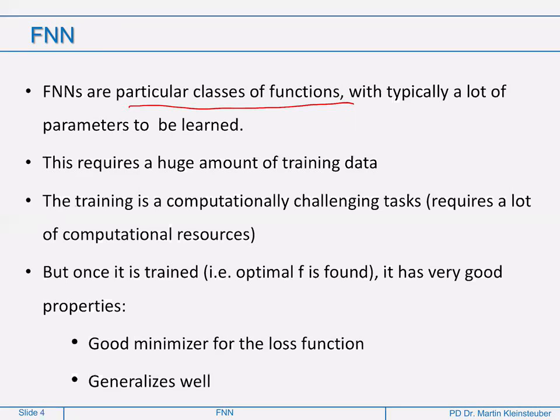But once it is trained, so once the optimal f is found, it has very good properties. It is a good minimizer for the loss function, and it generalizes well. This is why the feed-forward neural networks, and in particular these different deep learning approaches, are very famous and led to very good results, right?